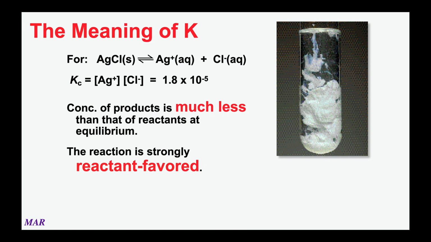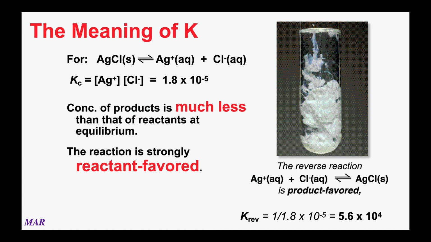Once equilibrium kicks in, you're going to have more AgCl solid around than you're going to have silver ions and chloride ions. So again, literally the value of K will tell you: if K is greater than 1, more product. This K is much less than 1, so we're going to have more reactant. Remember, K will never be 0 and never be negative, but it can get really, really, really small. This is a pretty small one. That means you're going to have more AgCl than you'll have Ag plus and Cl minus.